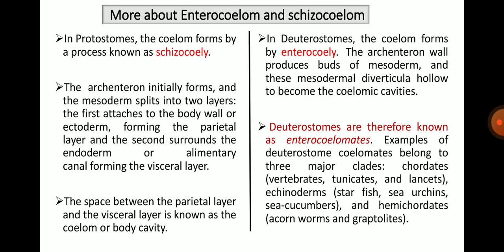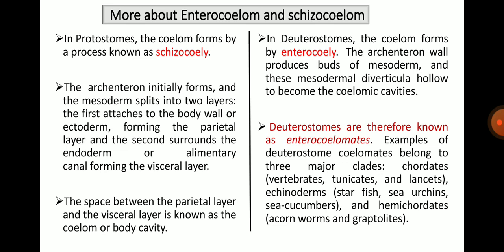In case of schizocoely or protostomes which exhibit it, the archenteron initially forms and the mesoderm splits into two layers. The first attaches to the body wall or ectoderm, forming the parietal layer, and the second surrounds the endoderm or alimentary canal, forming the visceral layer. And the space between these two layers is known as the coelom or body cavity.